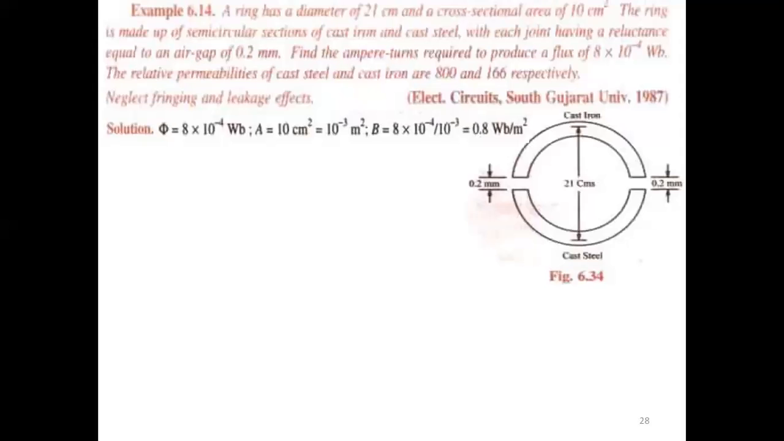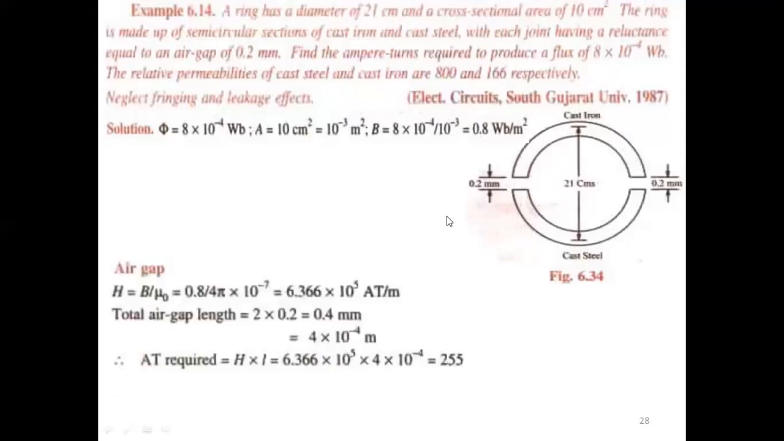So how many types of materials are there? Air gap, iron and steel. Three materials are there. For each material we have to calculate the mmf separately. Then the total mmf equals the summation of the individual mmfs.